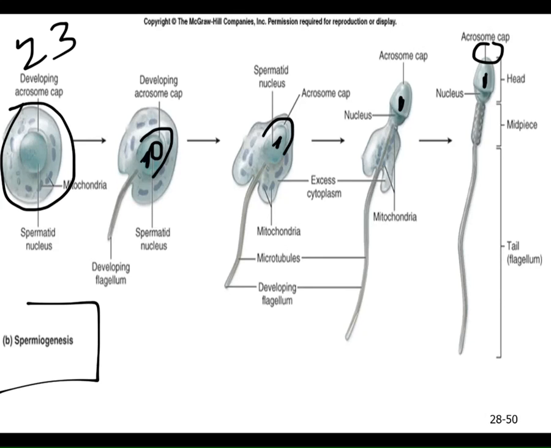The mitochondria are going to get shoved into the midpiece, or the neck, of the sperm. So that's called the midpiece or the neck, and that's the area where the mitochondria are going to be. And then the flagellum is singular, right? Normal sperm only have one flagellum. You'll hear flagella, that's plural, but each sperm only has one flagellum.